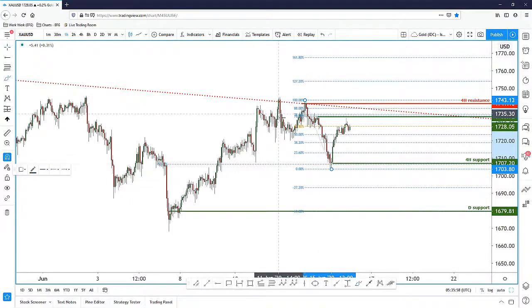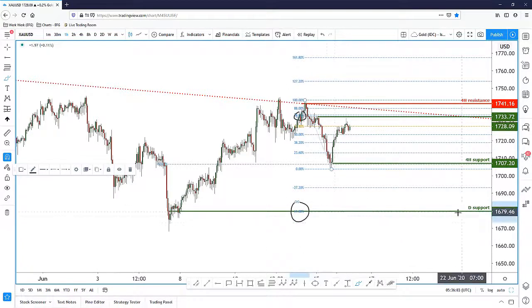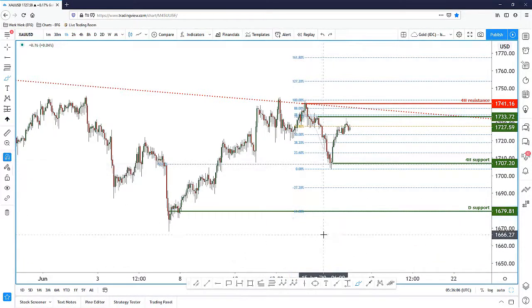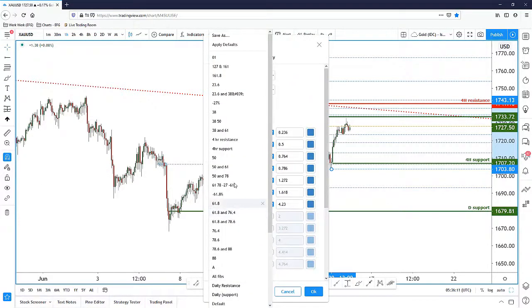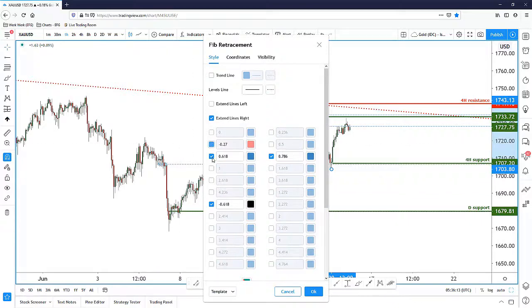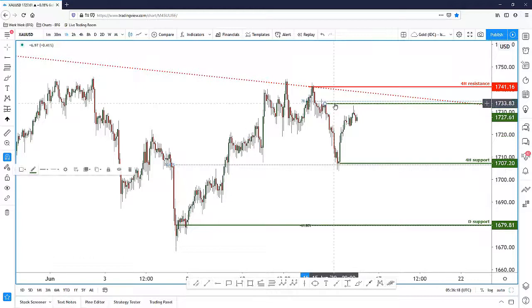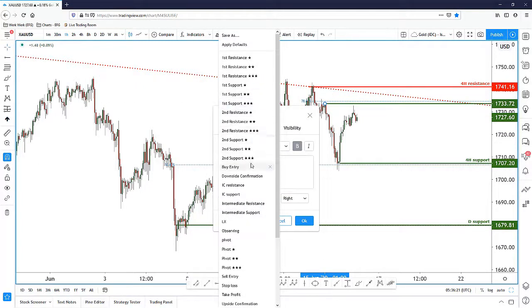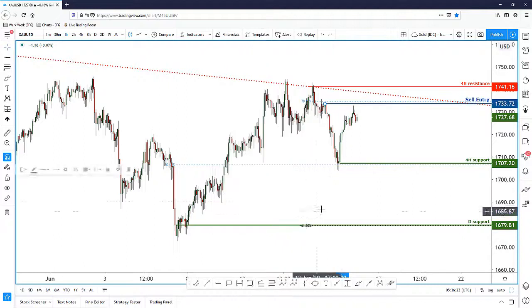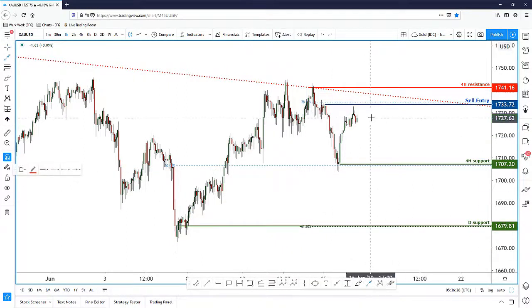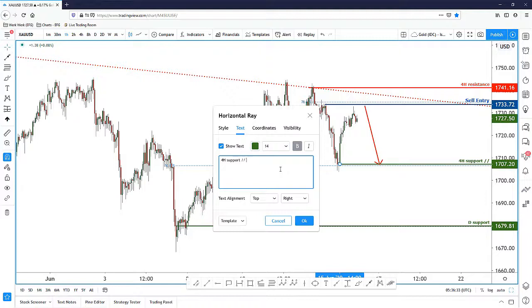And one more thing: apart from the 78.6 level falling in line with the graphical level, the negative 61.8 also falls in line with the daily support. So I just want to highlight these two levels. What I'm thinking I could do is really use the 78.6 level as a sell entry, and then I'll play down towards the 4-hour support as my first take profit. So this 4-hour support will be the first take profit. Let's call it the TP1.